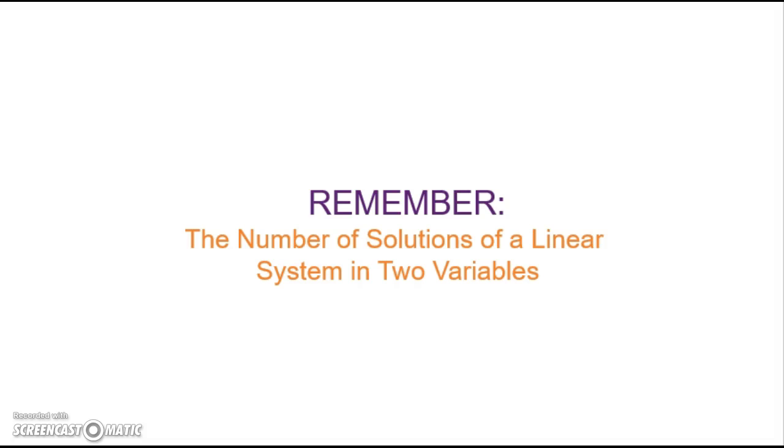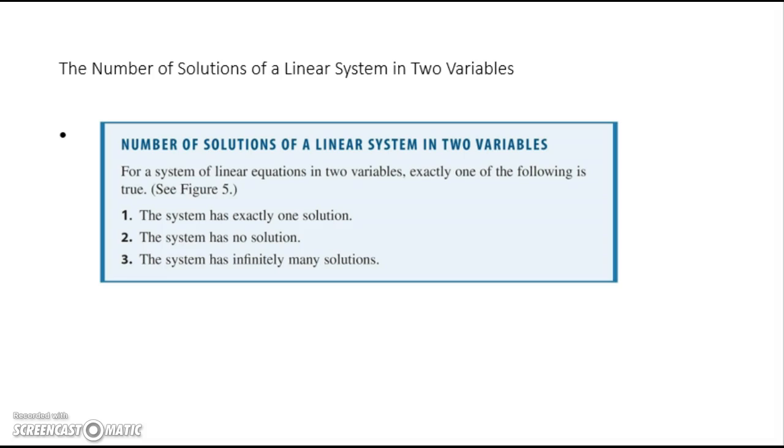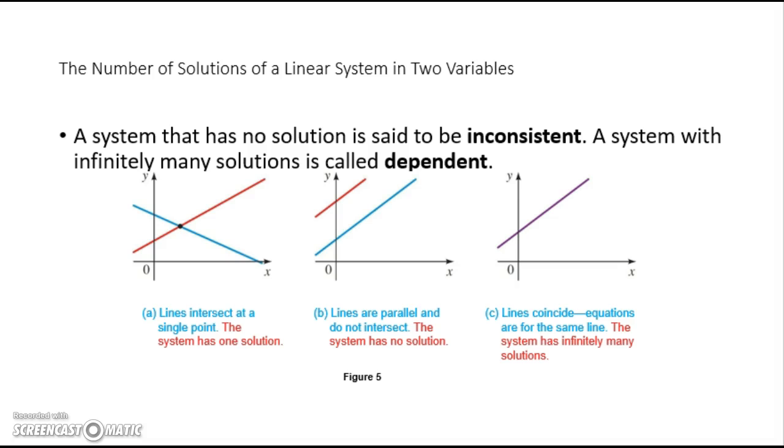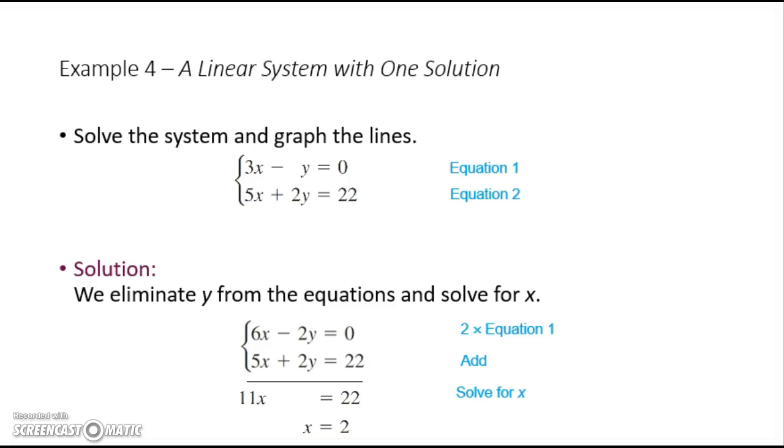So recall from the last lesson on the substitution method that there are different types of solutions. We can have one solution, no solutions, or infinitely many solutions based on what's happening to these lines in the plane. And based on what we get out of our solutions, we're going to determine whether we have just the one solution, infinitely many, or none at all.